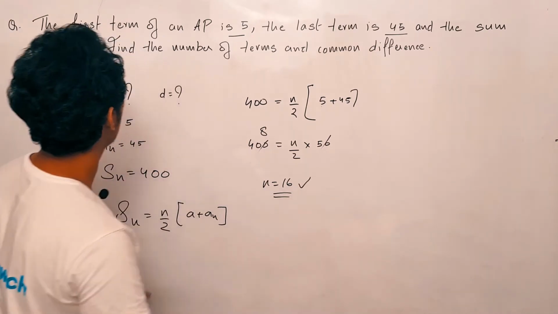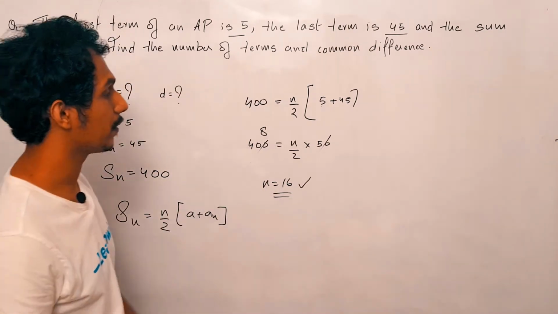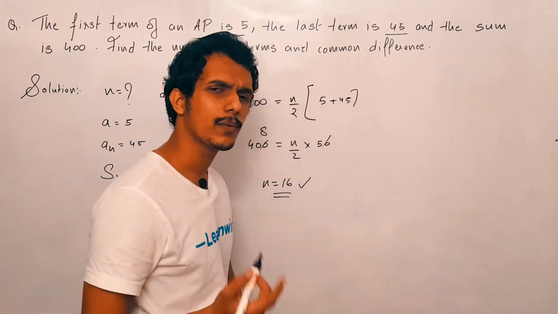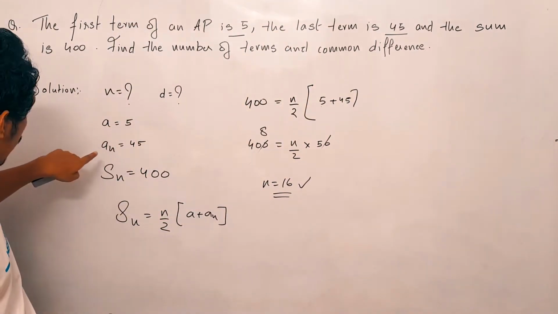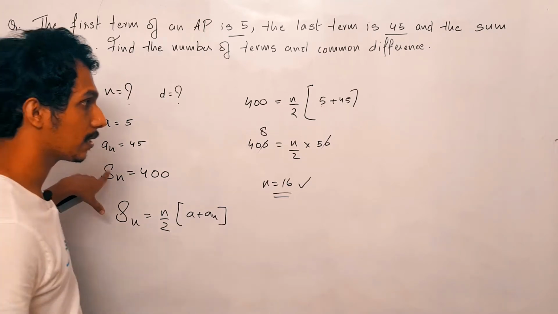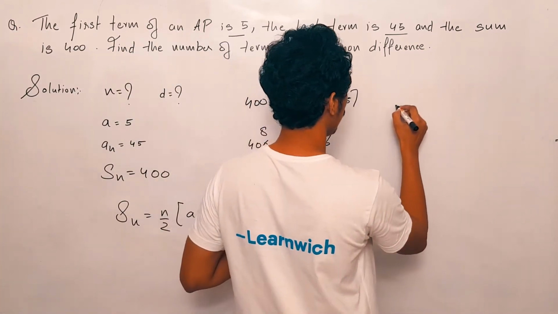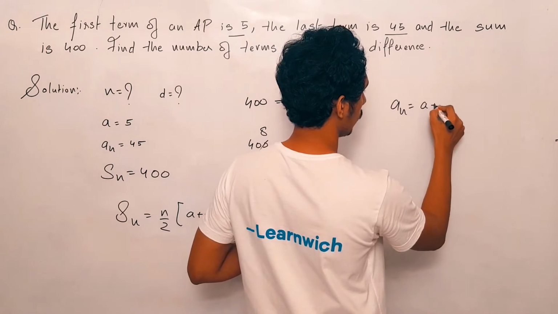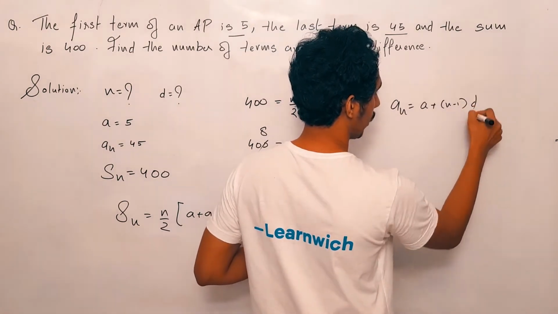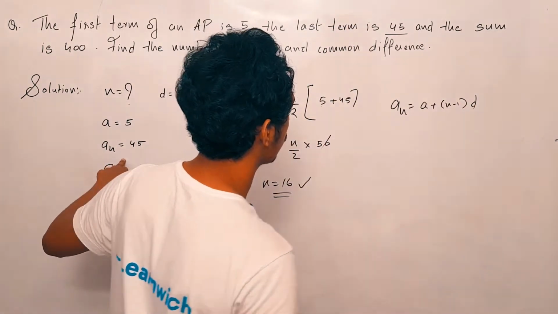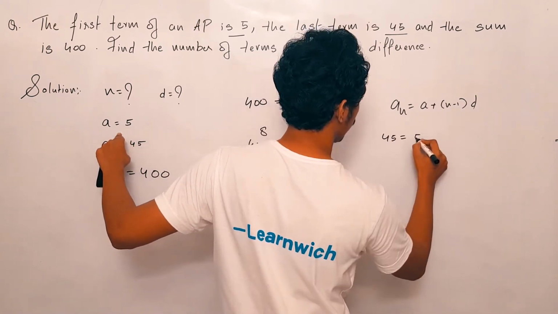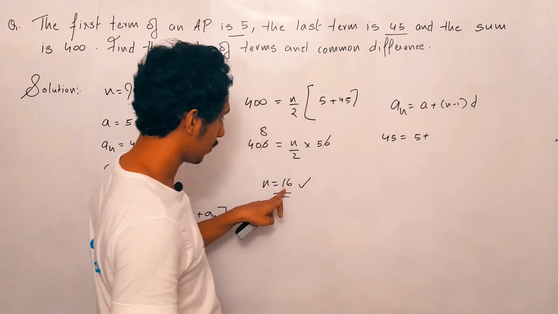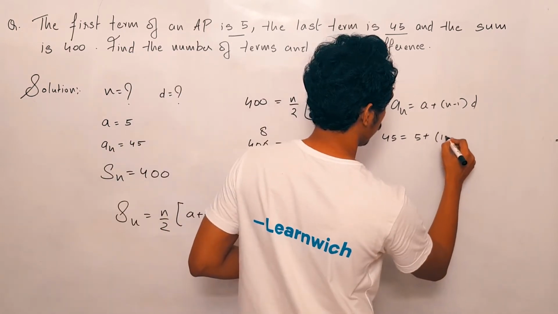What is the next thing that is asked? You have to find out the common difference, d. So how to find out d? You have n, you have a, you have an. You can substitute the value for an, because we already know that an is equal to a plus n minus 1 into d. An is 45, which is equal to 5 plus, n is 16, so 15d.